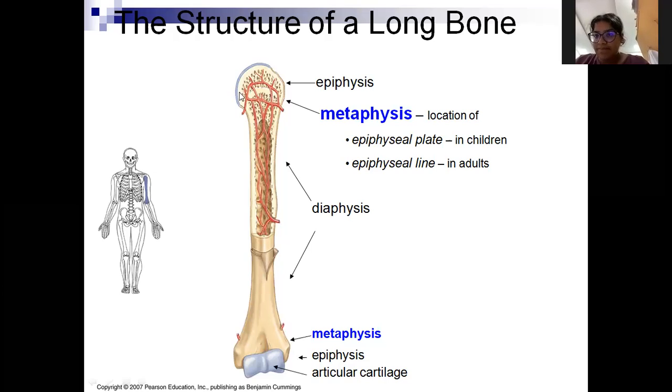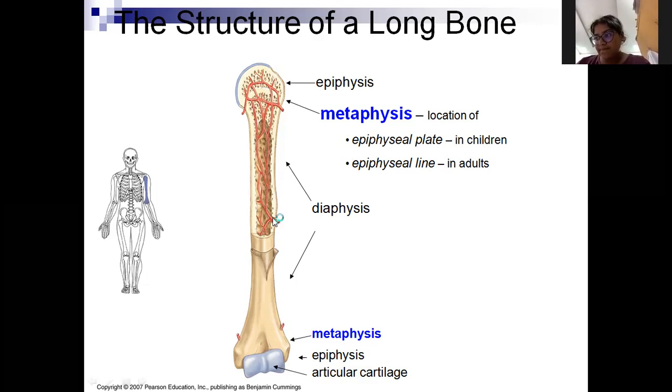Towards the ends we have the epiphysis. Epiphysis is the place where we have actively growing bone. It is basically cartilage which helps in the growth of bone. Epiphysis is found at two ends, at the upper end and at the lower end. Diaphysis is found at the center of the bone, and the junction of diaphysis and epiphysis is the metaphysis. This is all growing bone.